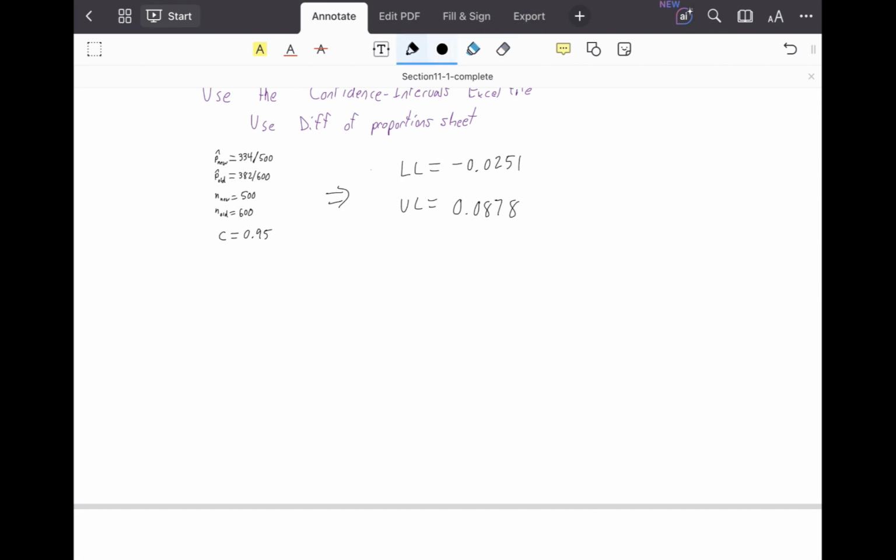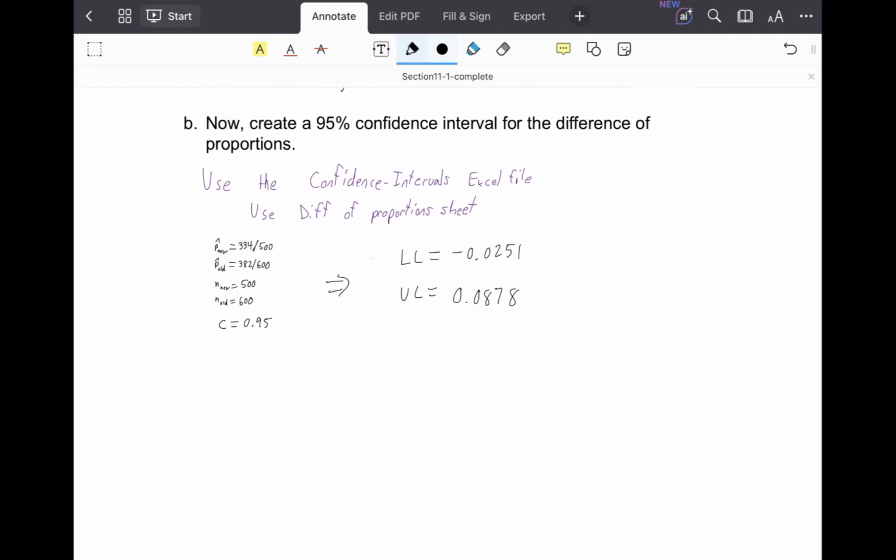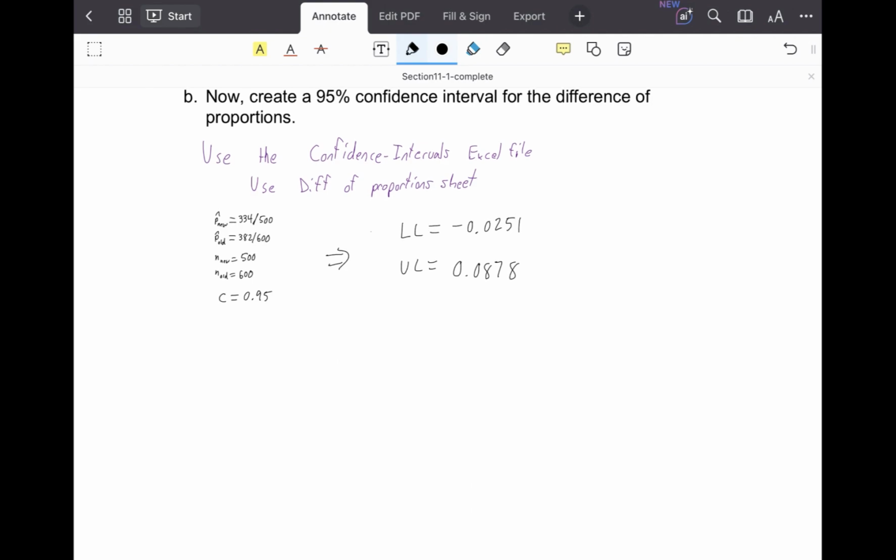Okay, so that's the confidence interval. It does contain 0. There's positive and negative values for our lower and our upper limit. And because of that, it's kind of the same conclusion as the relative sizes, we can't really tell which one is bigger. We can just write this.